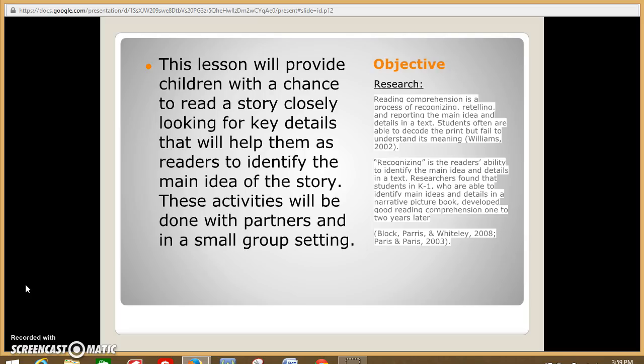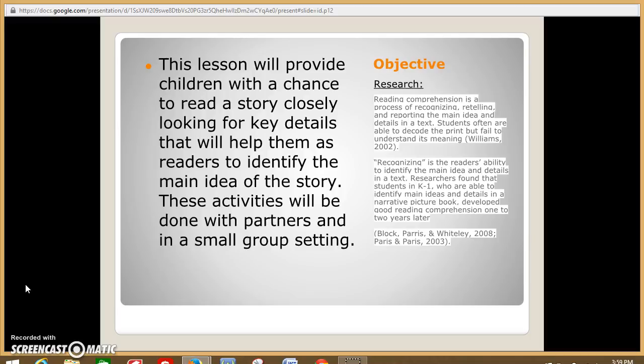First grade students should be able to retell stories including key details and demonstrate understanding of the central message, lesson, or main idea. However, some students may not have been taught these skills yet or don't fully understand how to do this. This lesson will provide students with a chance to read a story closely, looking for key details that will help them as readers to identify the main idea of the story.